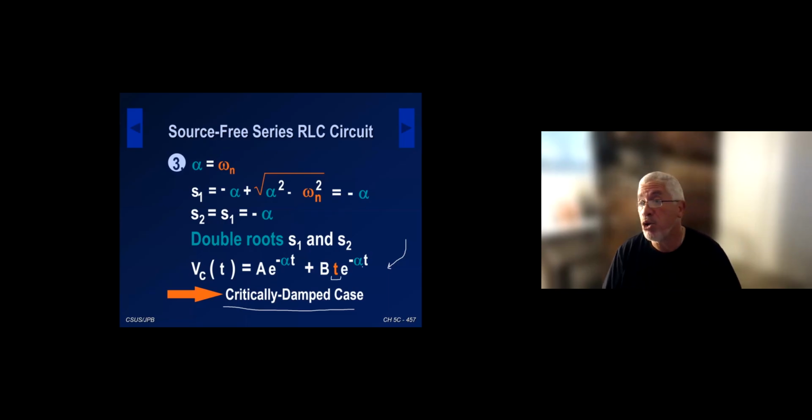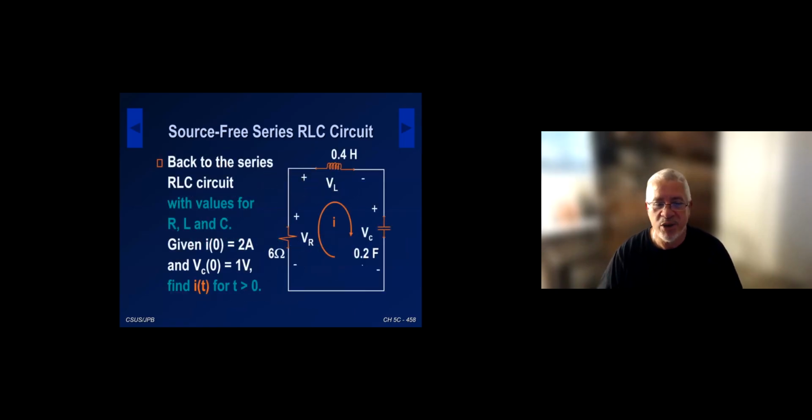What I'm going to do now is go back to my problem here. I'm going to put some values, and then I'm going to say, what case do we have? Again, I've solved the problem on paper. I'm going to go back to the PowerPoint slide and put some values. Let's look at that circuit we just solved, for t greater than 0. I put the initial condition on the inductor to be 2 amps, the capacitor voltage to be 1 volt, and then let's solve for I and VC.